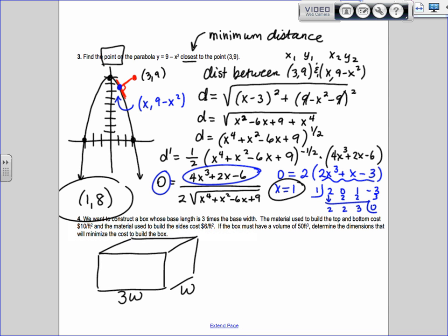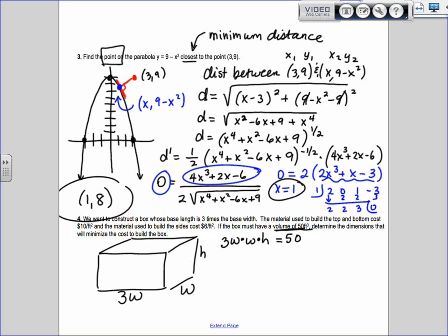The material used to build the top and bottom costs $10 per square foot, and the material used to build the sides costs $6 per square foot. If the box must have a volume of 50 cubic feet, do you guys see what that's going to allow us to find? It's going to allow us to talk about the height of the box as well. We're going to be able to solve for h in terms of w. So the first thing we have is the volume of 50 cubic feet, so 3w squared times h has to equal 50.